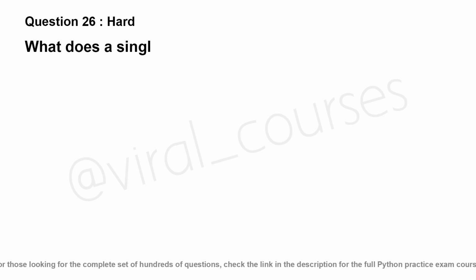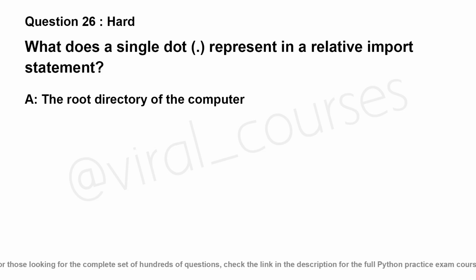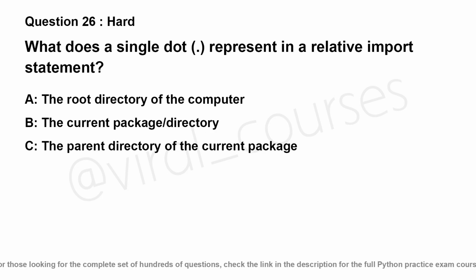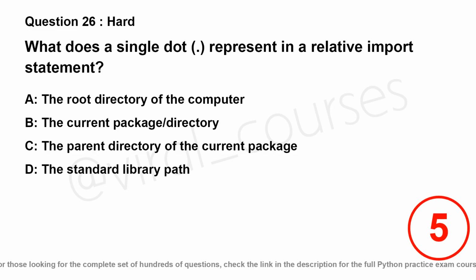What does a single dot represent in a relative import statement? Option A, the root directory of the computer. Option B, the current package directory. Option C, the parent directory of the current package. Option D, the standard library path.